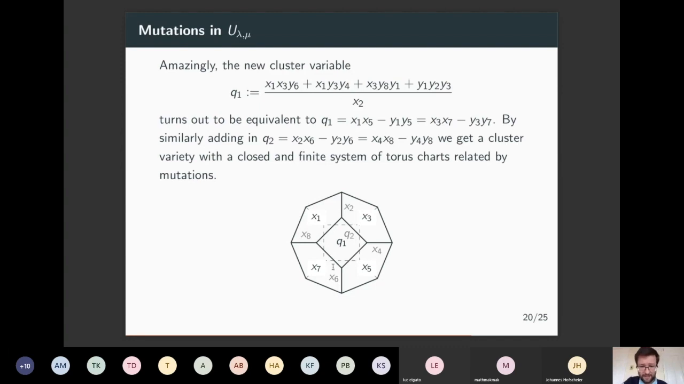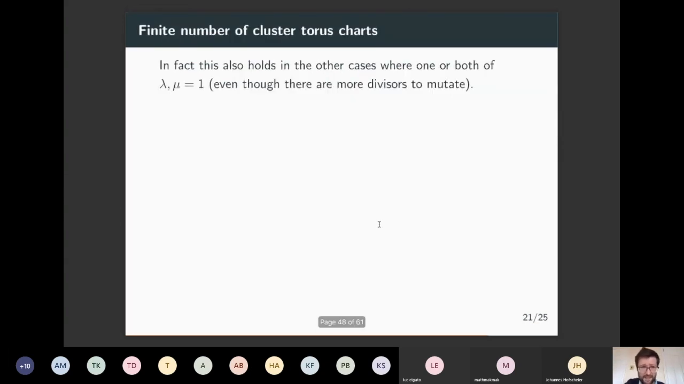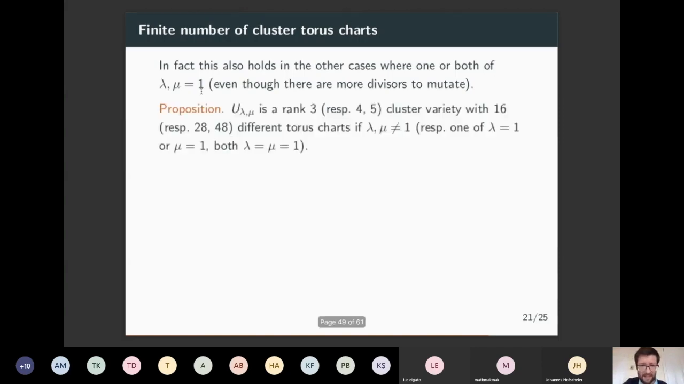And if you work out what happens, you find that all of these mutations give you this cluster variety with 16 charts, and they're related by mutations according to this diagram in a very nice way. And in fact, this also holds for all of the other cases when lambda or mu equals 1, even though there are more divisors to mutate in that case. So here's a proposition. In the worst case scenario, when lambda and mu are 1, I have 5 divisors in the boundary, and I can mutate any one of them.